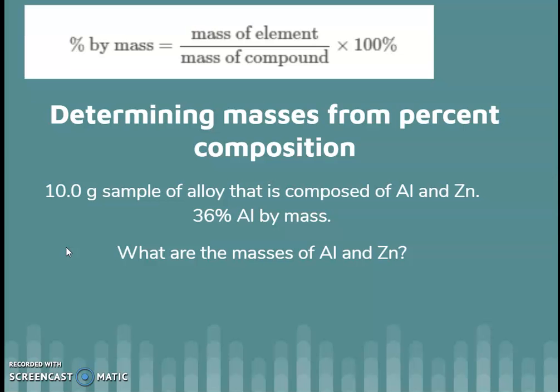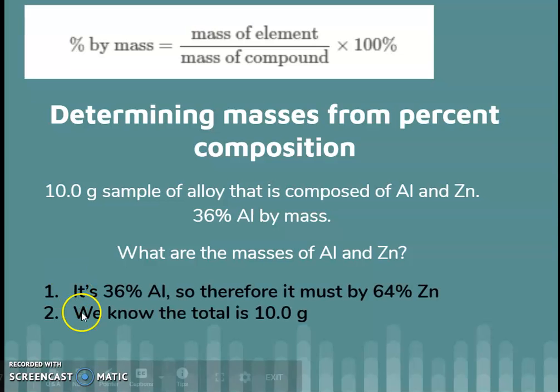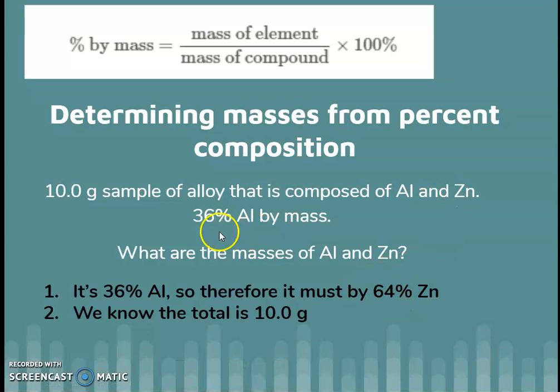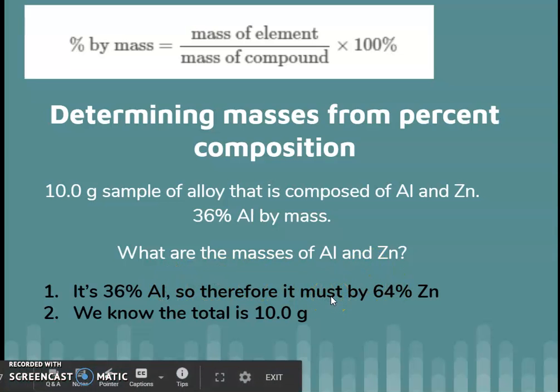Okay, so hopefully you were doing that. Let's do this piece by piece. The two things we have to work with here: if it's 36% aluminum, then we know the other 64% must be zinc. So we just subtract the 36% from 100, and now we have the percents of both of our elements. And we also know that the total is 10 grams.